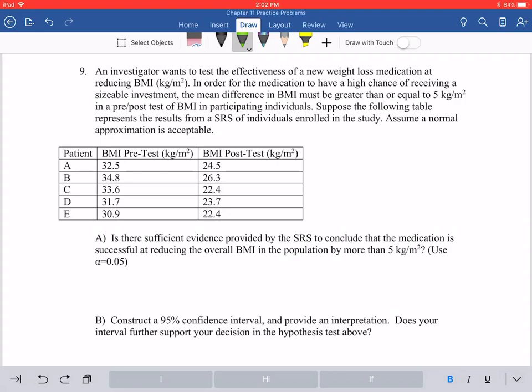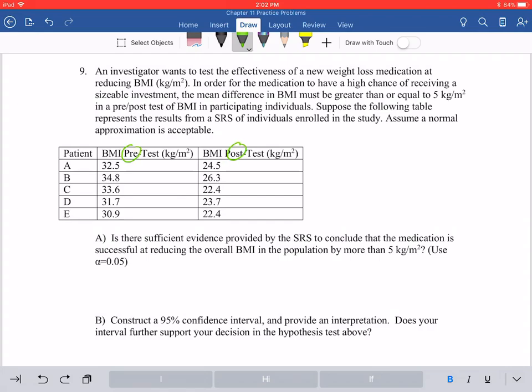Moving on to question 9. An investigator wants to test the effectiveness of a new weight loss medication at reducing BMI. In order for the medication to have a high chance of receiving a sizable investment, the mean difference in BMI must be greater than or equal to 5 kilograms per meter squared in a pre-post test of BMI in participating individuals. Suppose the following table represents the results from a simple random sample of individuals enrolled in a study. Assume a normal approximation is acceptable.